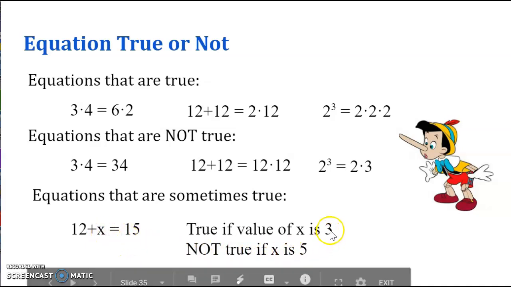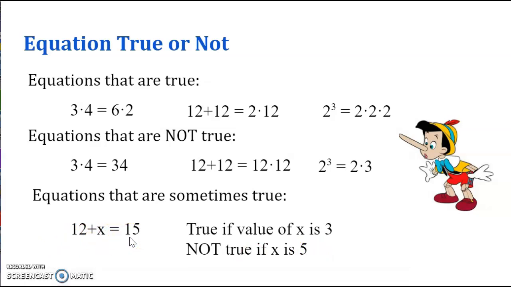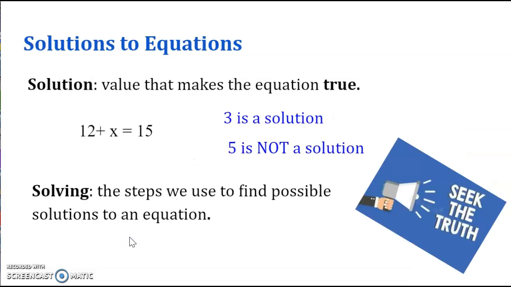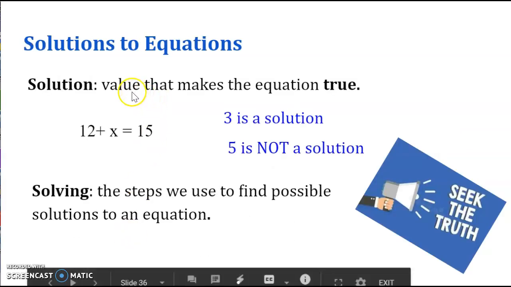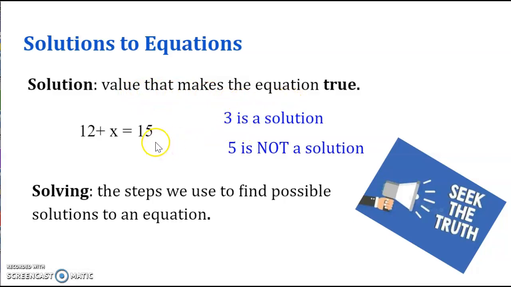Because if I substitute 3 into this, 12 plus 3 is 15, so it makes this equation true. If I substitute 5 into this, 12 plus 5 is 17, which is not equal to 15. So that's not going to be true. So a solution is a value that makes the equation true. So 3 is a solution here. It's the same example. 5 is not a solution here because setting the value of x to be 5 does not make this equation true.